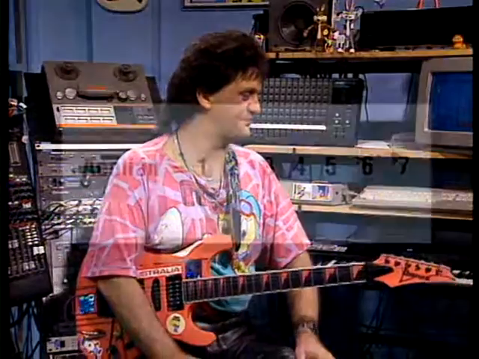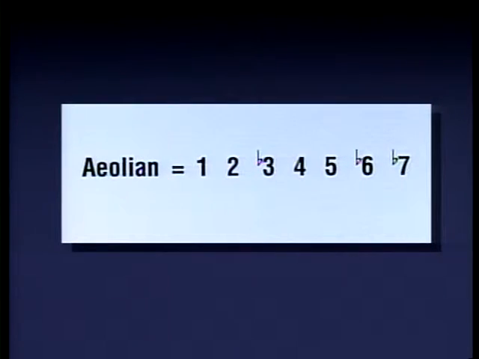Now, how is this scale different to C major? Well, you can see there are 3 flats. We have the 3rd degree flat, we have the 6th and 7th degree flat. So you can take any major scale, lower the 3rd, the 6th, and the 7th, and you should have an Aeolian mode. Some people call this natural minor. I think the best name for it is Aeolian mode. Okay, so here's the formula: 1, 2, flat 3, 4, 5, flat 6, flat 7.